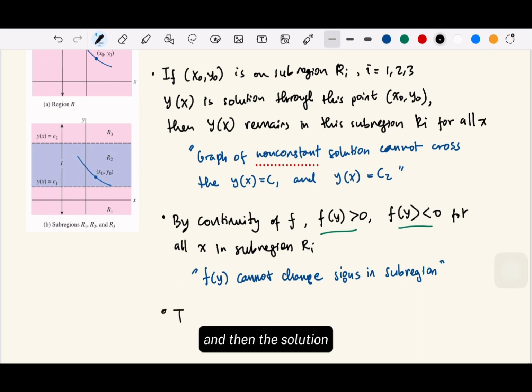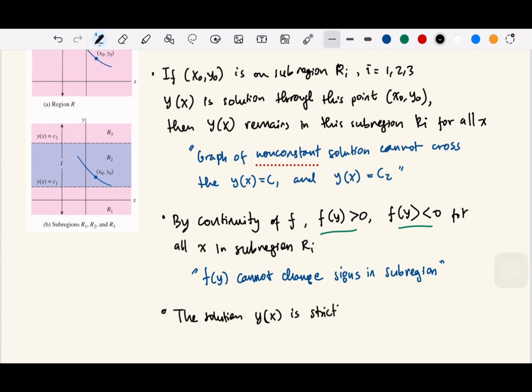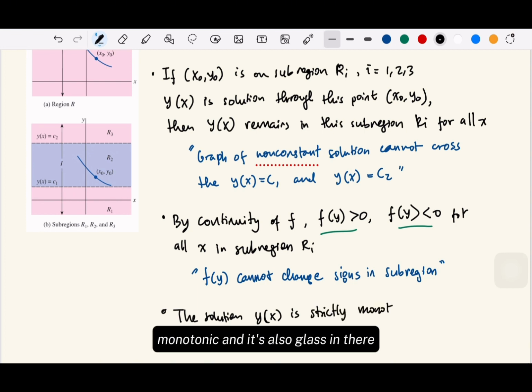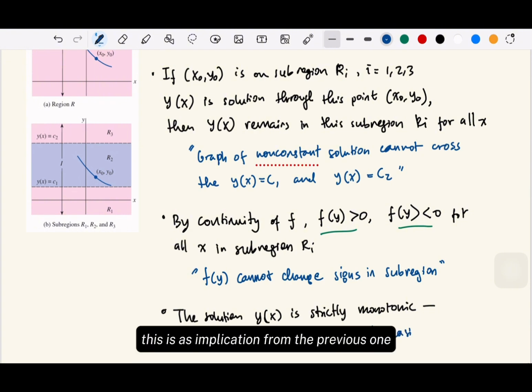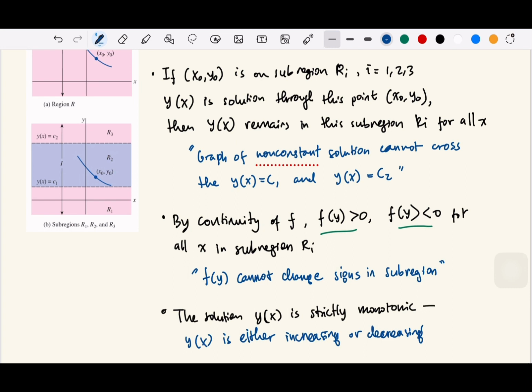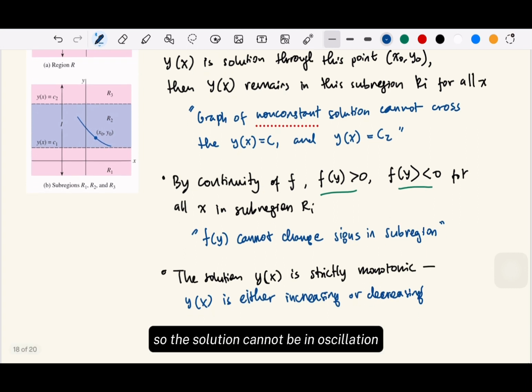And then the solution y(x) is strictly monotonic. Okay, that's also similar. So it means that y(x) is either increasing or decreasing. This is an implication from the previous one. So the solution cannot be oscillating. Okay? So it can only increase or decrease.